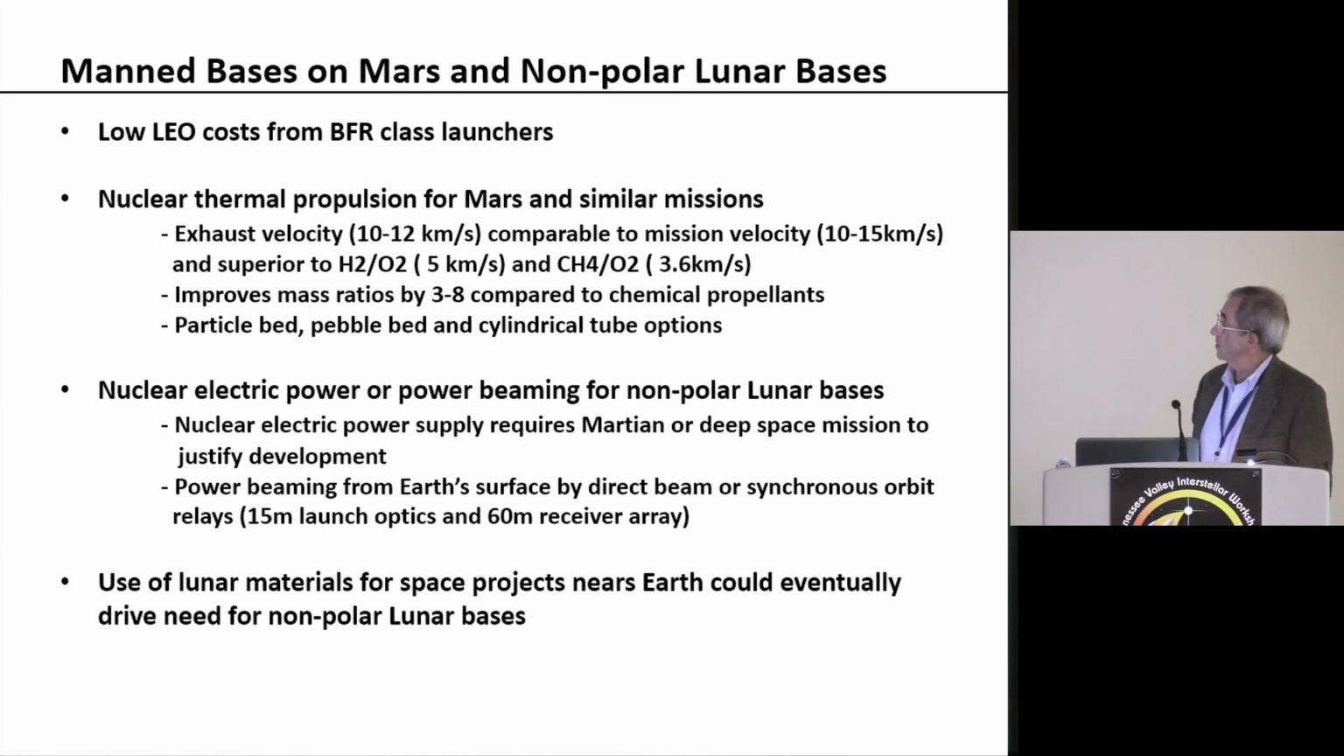And that exhaust velocity is comparable with your delta V, so your mass ratios are reasonable. And when you compare it to chemical systems, it's twice the exhaust velocity of H2/O2, 3 times the exhaust velocity of methane/oxygen. And so when you compare what you can do with nuclear thermal with the chemical systems, you're talking about improving your mass ratios by numbers like 3 to 8.